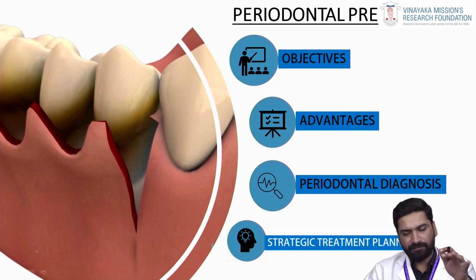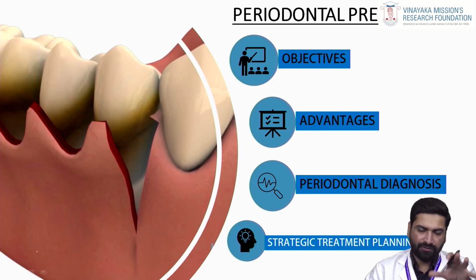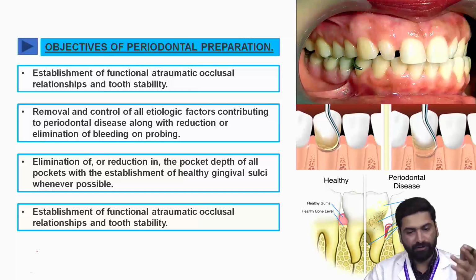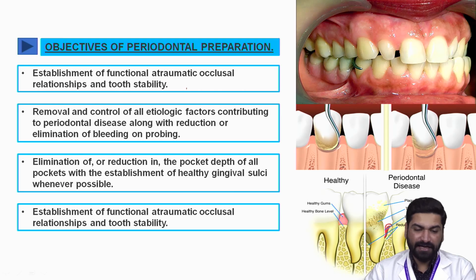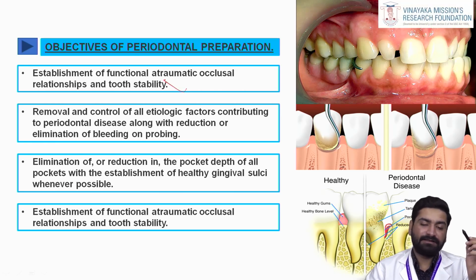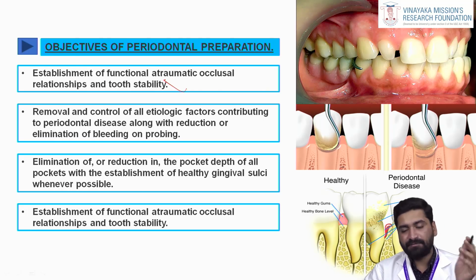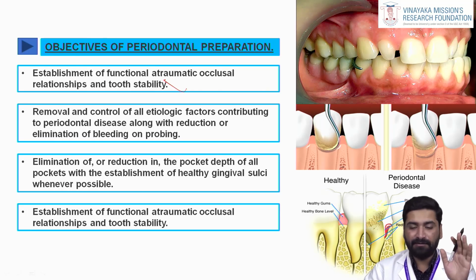Similarly, there are periodontal problems also. This was all about the oral surgical problems. Now we have periodontal problems. Why do we need to address periodontal problems? Because again there might be chances of an atraumatic occlusal relationship. The occlusal relationship might not cause any trauma, but that might not be favorable for your cast partial denture. So you need to correct that.